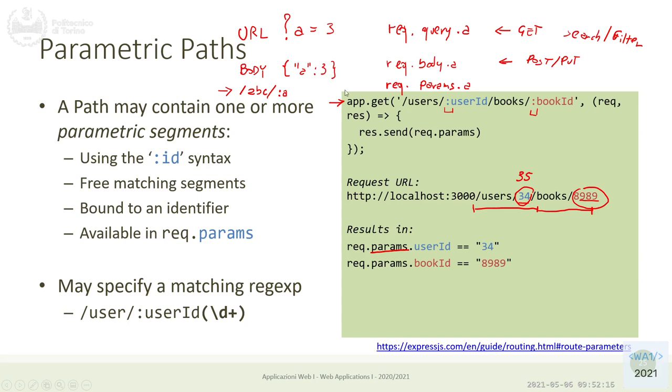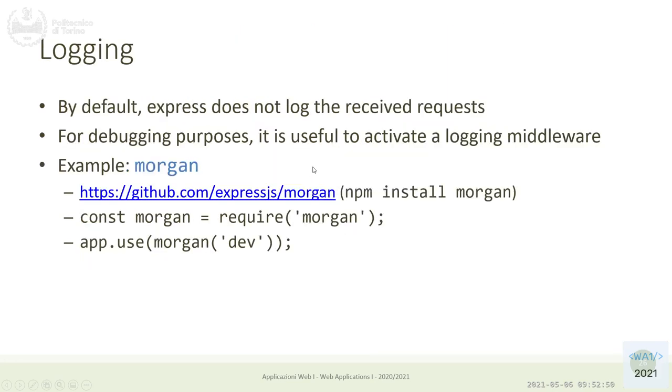What I want to stress now is: don't be confused by the difference between query, body, and params. There are three different mechanisms. All three are available to us, but they store information in different places, and they work simultaneously. So in any request you may have some information in the query, some in the parameters, and possibly some in the body. They work in parallel. You don't need to choose. They are all available to us.